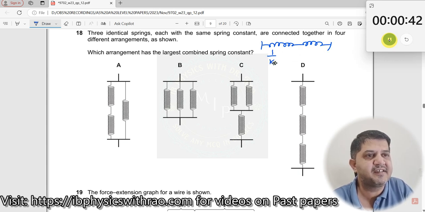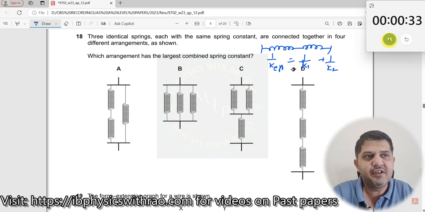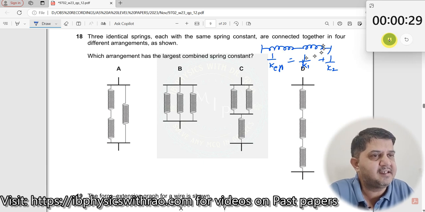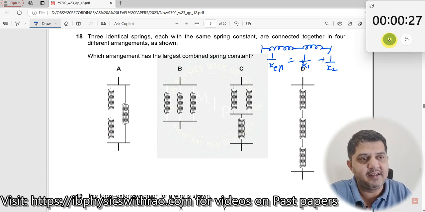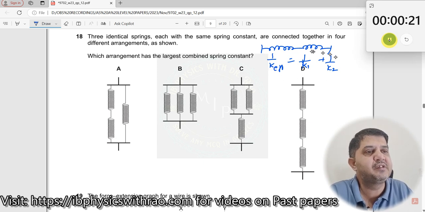can be written as 1 by k effective is equal to 1 by k1 plus 1 by k2. This is very similar to your series and parallel resistances. Whatever you have for resistance in series appears for parallel here, and whatever appears for parallel there appears for series here. So here, for springs in series, you use the parallel-resistance-like formula.